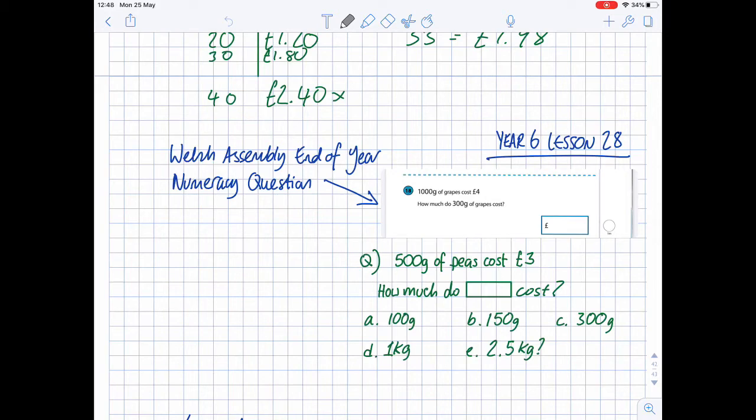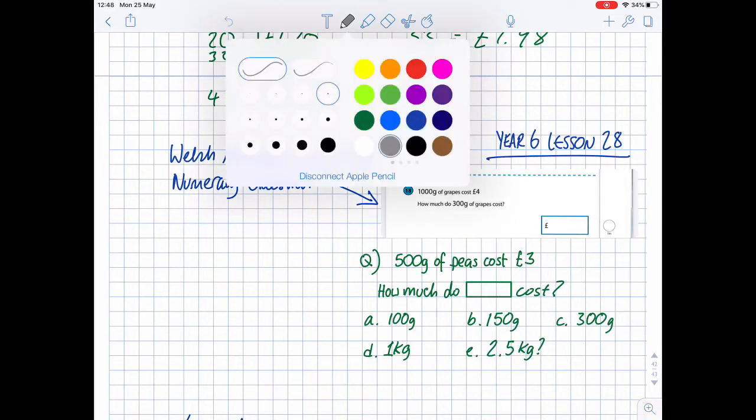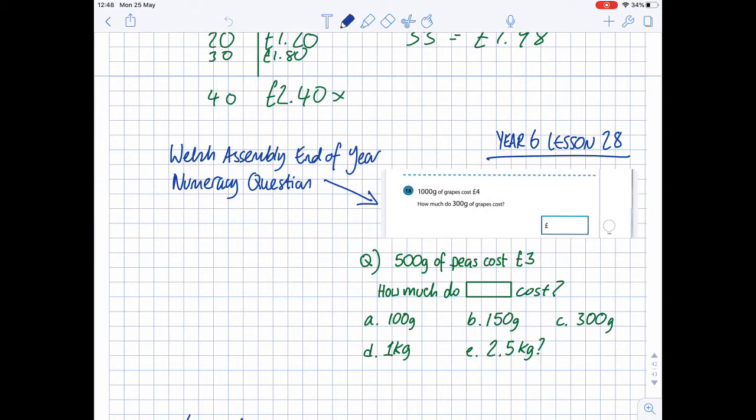I've taken a question off the Welsh Assembly End of Year Numeracy, the WAG, End of Year Numeracy test that pupils in Wales sit. We're going to go through it, and then I've given you a question where I've changed the amount and the price, okay?